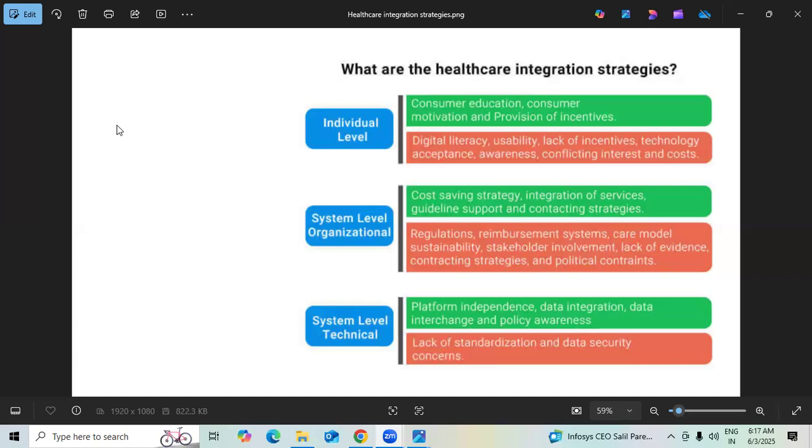Now, system level organizational. Here we need to consider the cost saving strategy by considering the integration of services.